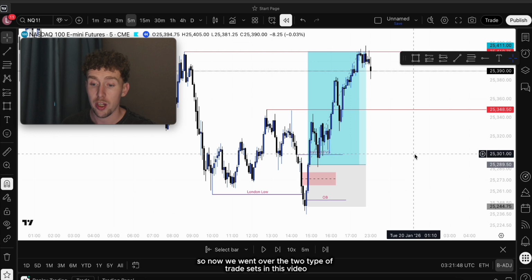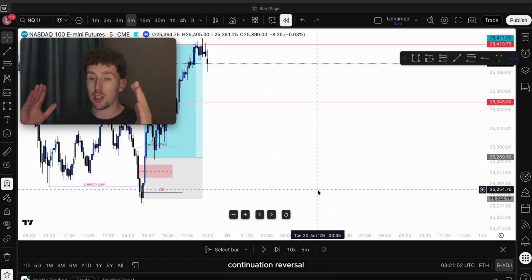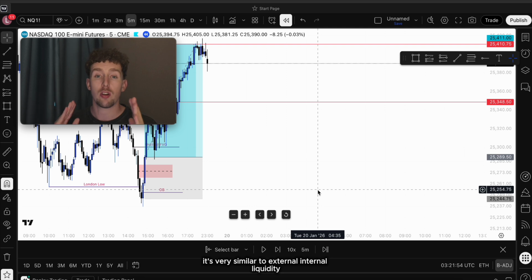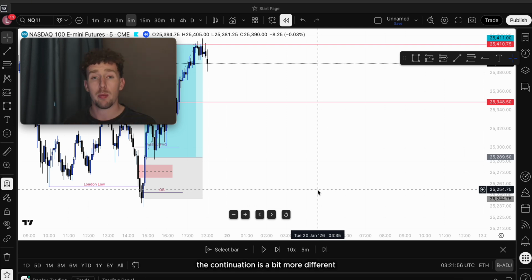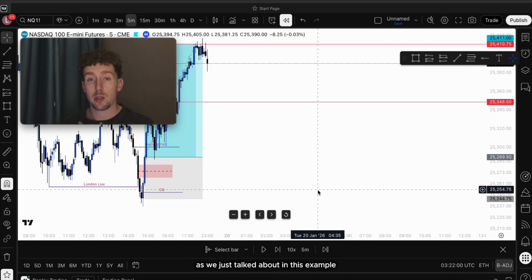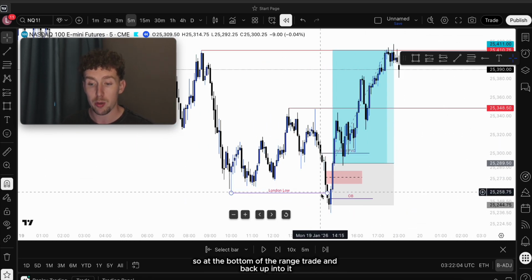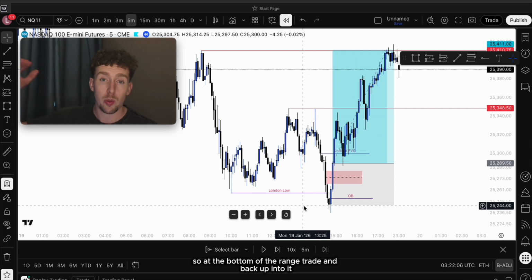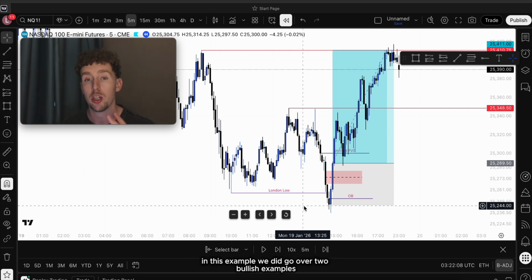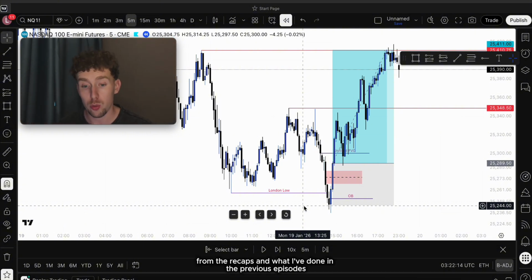So now we've went over the two type of trade setups in this video. Continuation, reversal. It's very similar to external to internal liquidity. The continuation is a bit more different. We're looking for a pullback into that 50% range as we just talked about. In this example here, obviously it's external, so we're at the bottom of the range, trading back up into it in this example. We did go over two bullish examples. Bearish is just the exact same way, flipped to the downside, as you all know from the recaps and what I've done in the previous episodes.